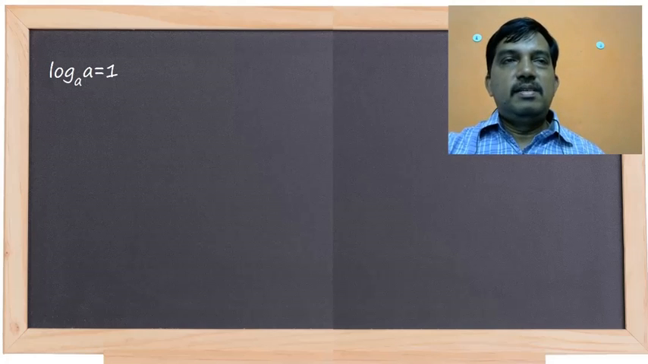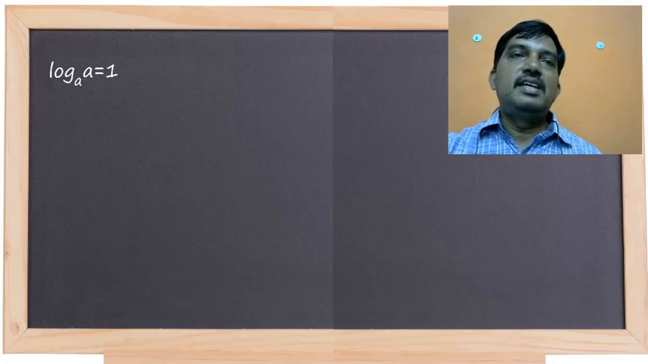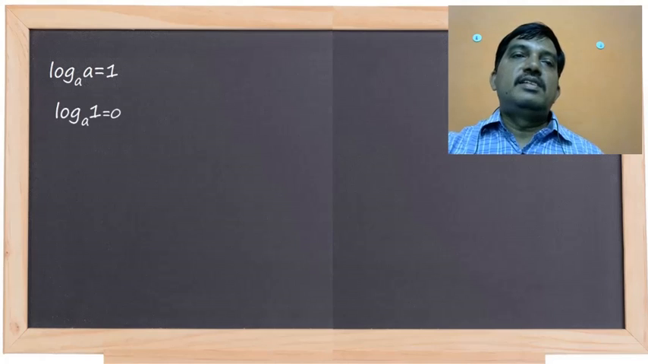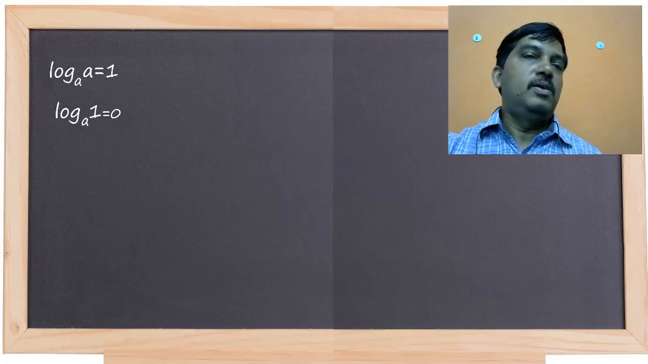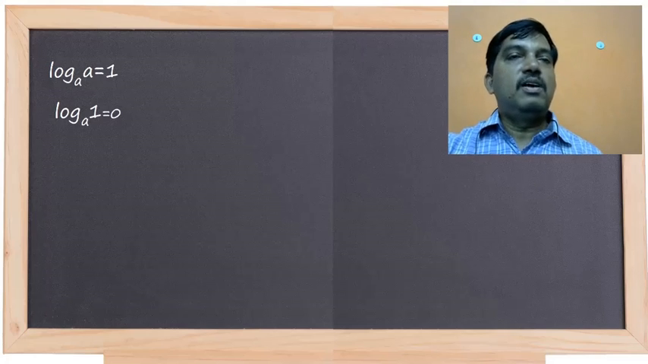Now let us take the results. These results are very simple. What is logarithm of a to the base a? Logarithm of a to the base a is equal to 1, because what is a power 1? A power 1 is equal to a. Therefore logarithm of a to the base a is equal to 1. And the second result is logarithm of 1 to the base a. Logarithm of 1 to the base a is equal to 0, because what is a power 0? A power 0 is equal to 1. Therefore logarithm of 1 to the base a is equal to 0.